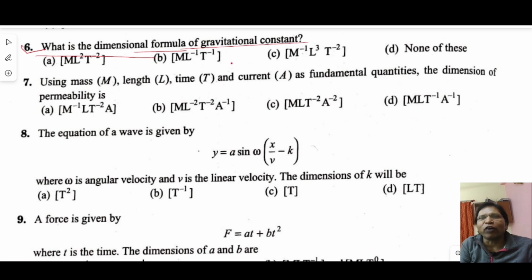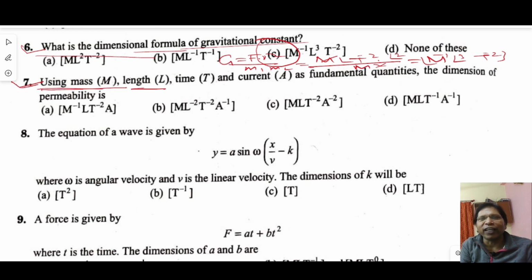Now the gravitational constant G is F into r^2 divided by m1 into m2. Now dimension of force is MLT^-2. r^2 is L^2 and m1 m2 is M^2. Now M^2 and M^2 cancel out. So look at this, this is M^-1L^3T^-2. Okay. Look at this, this is option C is correct. Okay. Understood? Now question number 7.